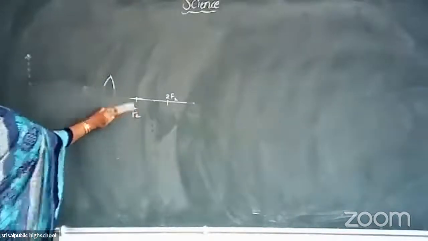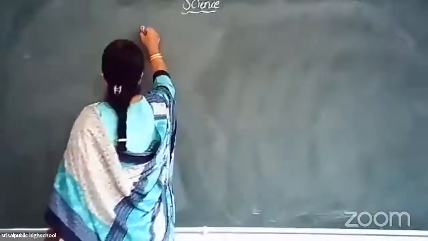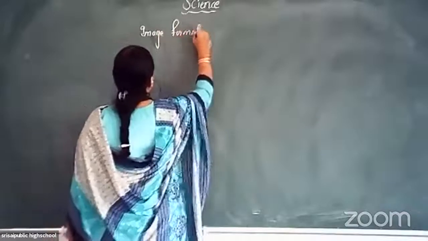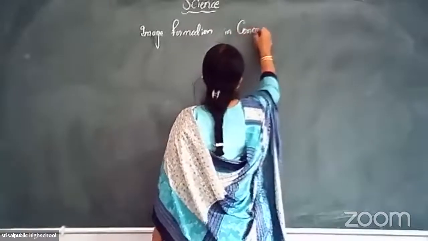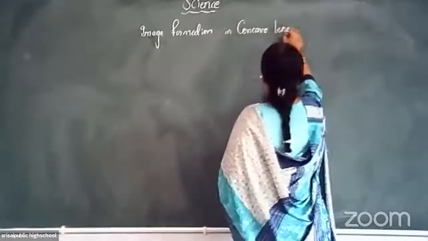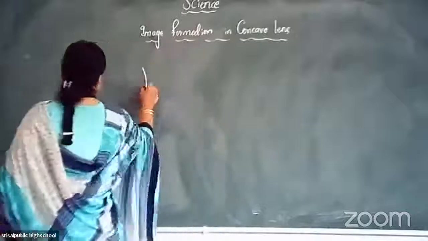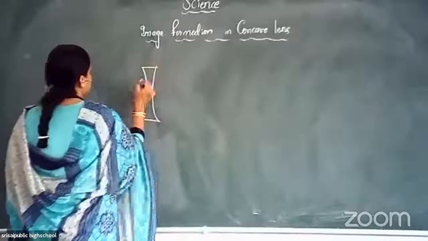Now the next one is image formation in, yes, which lens is there next now? Concave lens. Image formation in concave lenses. So how many positions of the object are you going to imagine now? Two positions. Only two positions you are going to imagine.